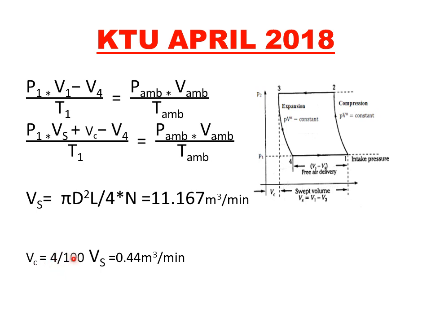Vc is nothing but 4 divided by 100 into Vs. Once I substitute the value of Vs here, I will get the value of Vc. So now I have P1, T1, Vs, Vc, P amb, T amb, and except V4, I know the value for all other terms. So now how will we find V4?